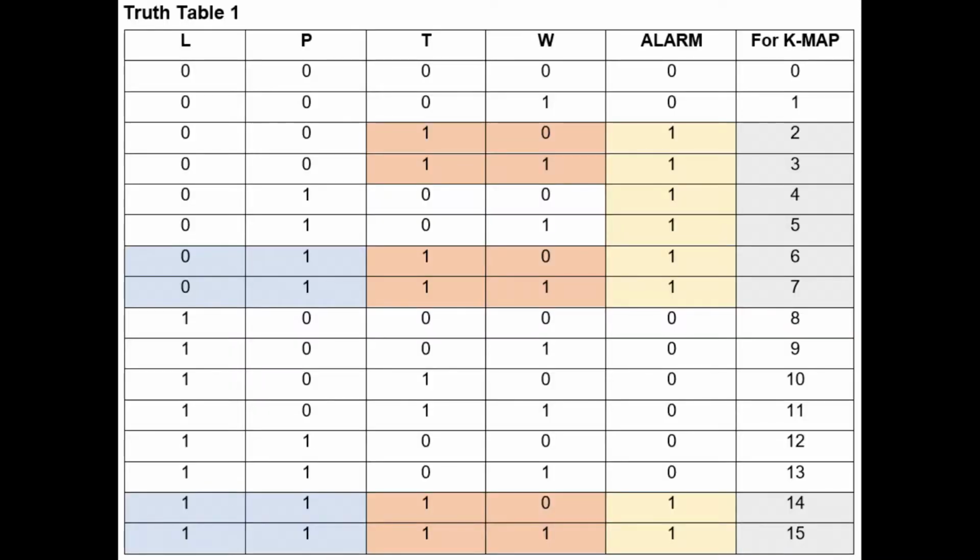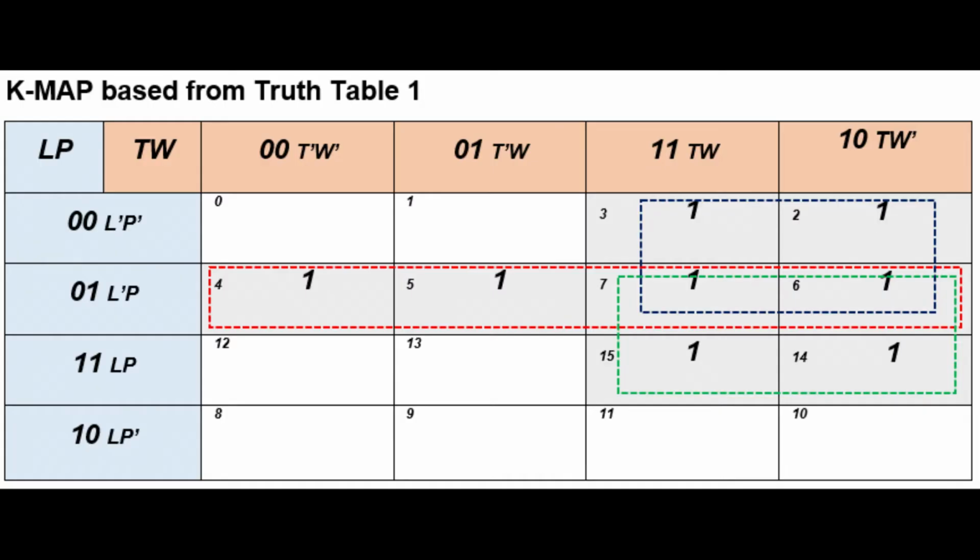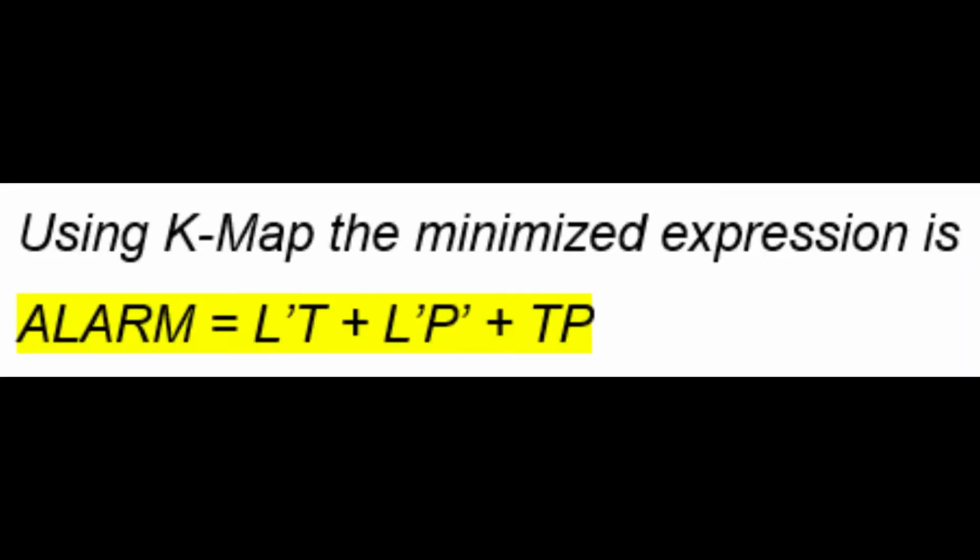We made 2 truth tables. For truth table 1, we included the weight or W variable. We also numbered the conditions for plotting the results in the K-map. In our K-map based on the truth table, we were able to create 3 groups of 4. Using the K-map, the minimized expression was alarm = L'T + L'P' + TP.